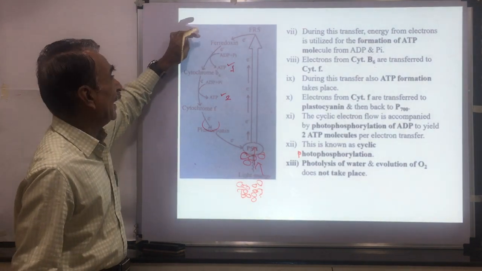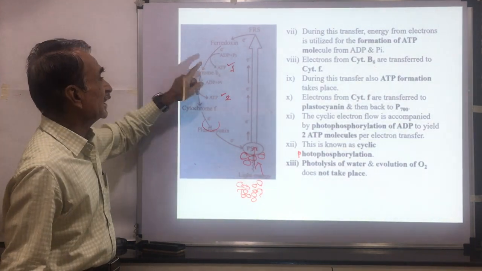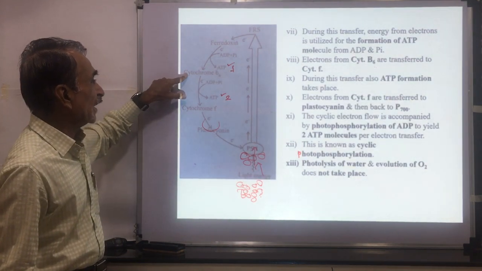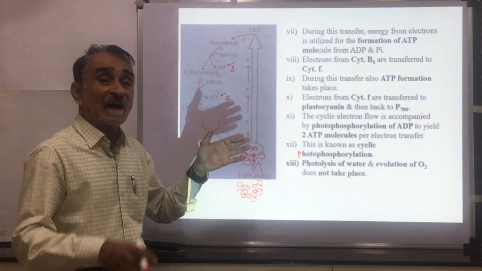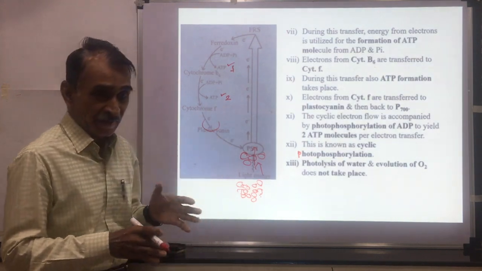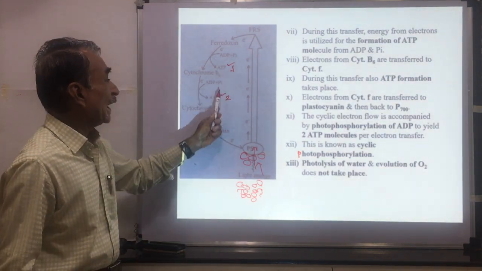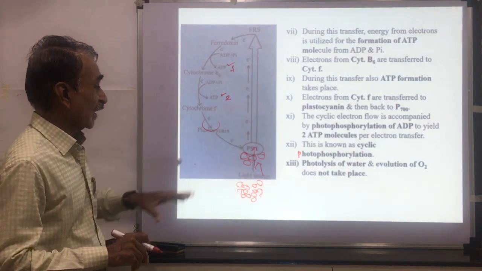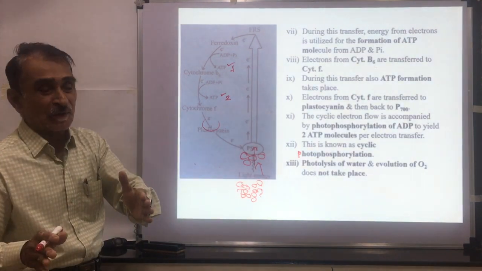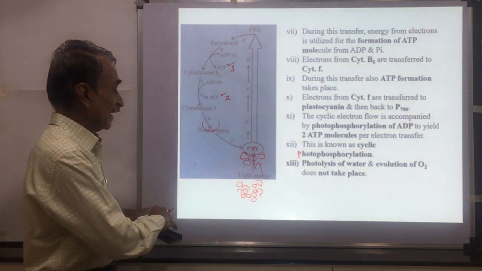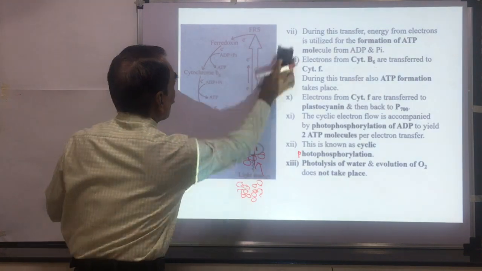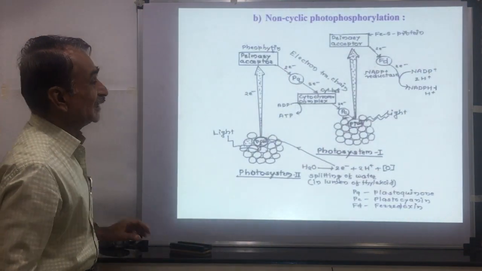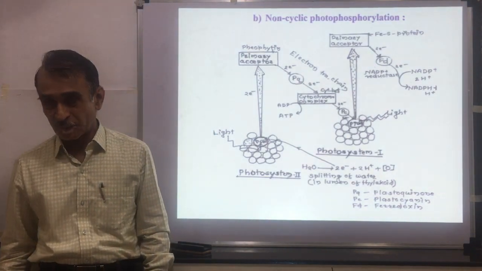During the transfer of electrons from ferredoxin to cytochrome B6, 1 ATP molecule is produced. When these are transferred from cytochrome B6 to cytochrome F, again another molecule of ATP is produced. Thus, 2 ATP molecules are produced per electron transfer. Photolysis of water and evolution of oxygen does not take place in the cyclic photophosphorylation. Then another type of phosphorylation is called non-cyclic photophosphorylation.